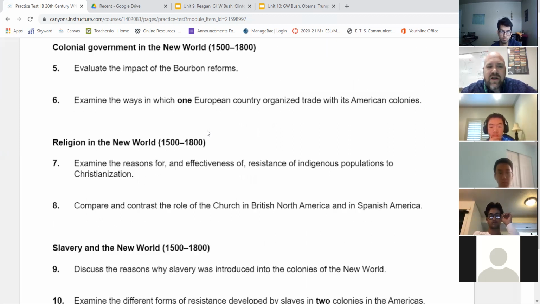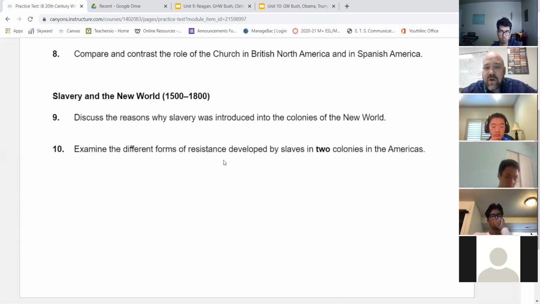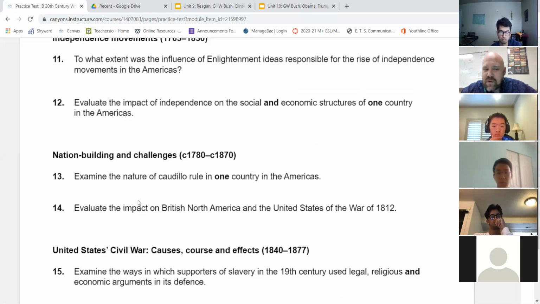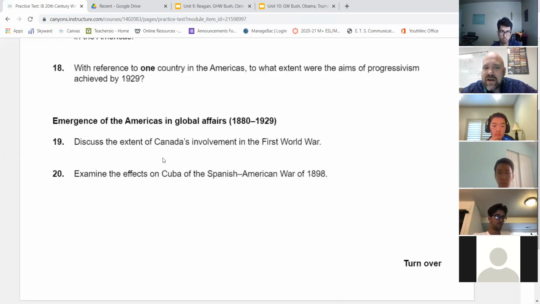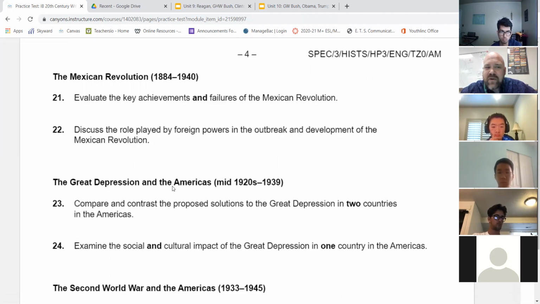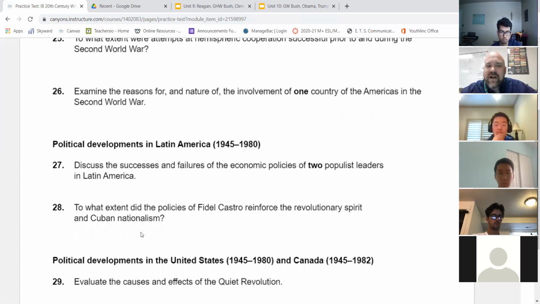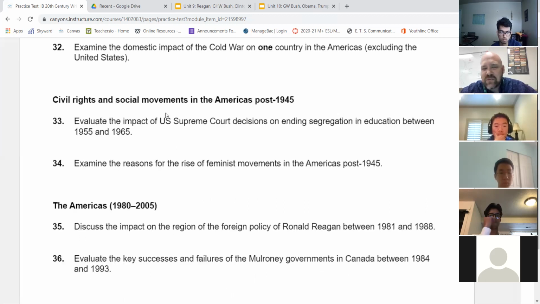But as you start going down here, you're going to start getting things that you absolutely did cover. Slavery in the New World, independence movements. This is like the American independence, nation building, the birth of the United States, the Civil War, the development of modern nations, Americas and global affairs. Mexican Revolution you didn't do, but Great Depression you did, Second World War you did. Political developments, Cold War, and look at here, civil rights and social movements in Americas. I think we have a winner. My class absolutely covered this.